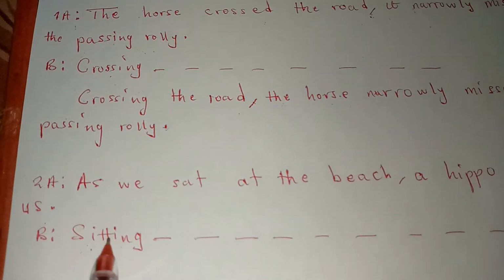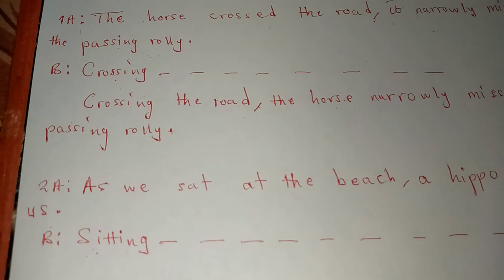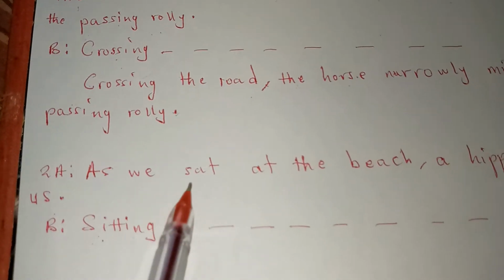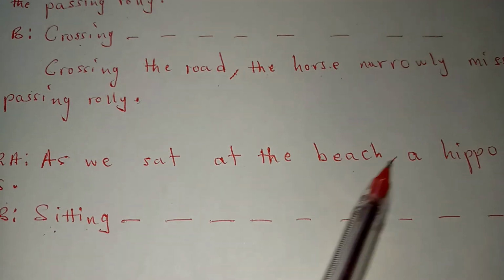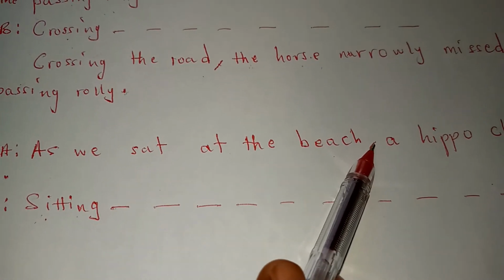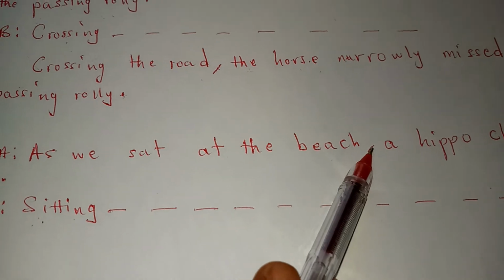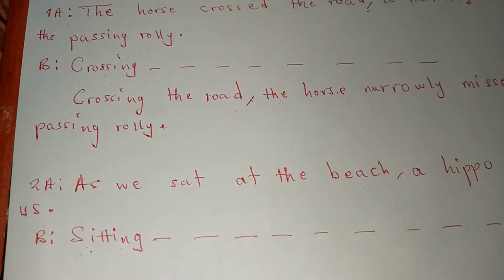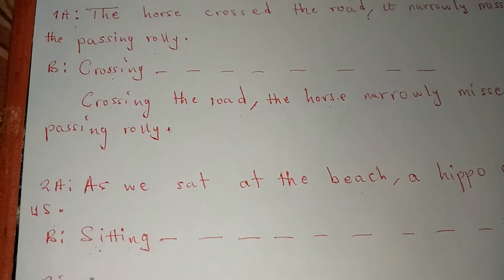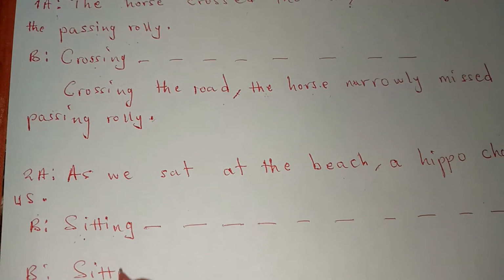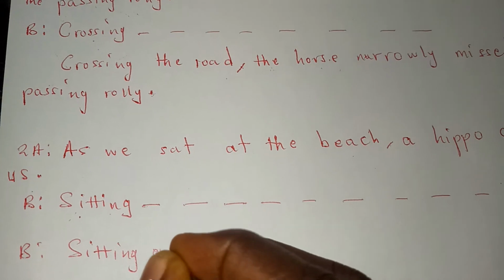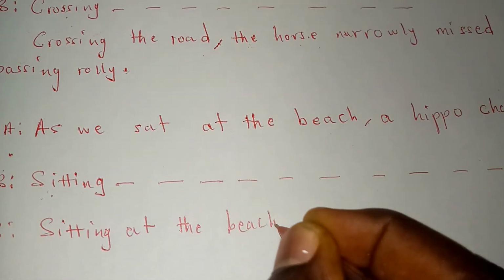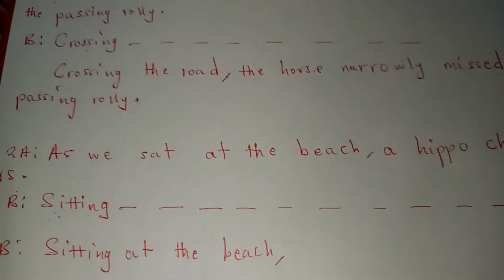The same method: where is this word sitting coming from? Sitting is coming from the word sat. So you continue from there. Sitting at the what? At the beach. We find a comma. If there was a full stop, we would put a what? A comma. If there was a conjunction word, we should put a what? A comma. So that is the answer: sitting at the beach, comma. Who sat at the beach?